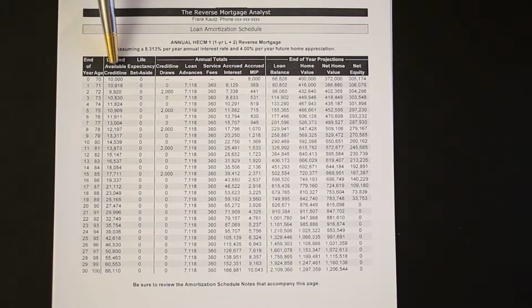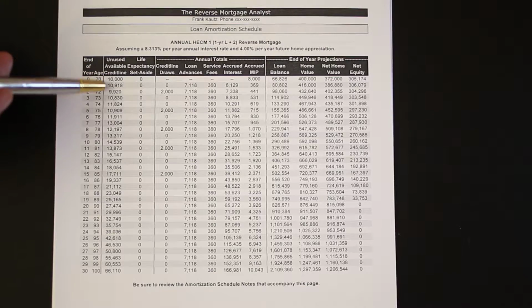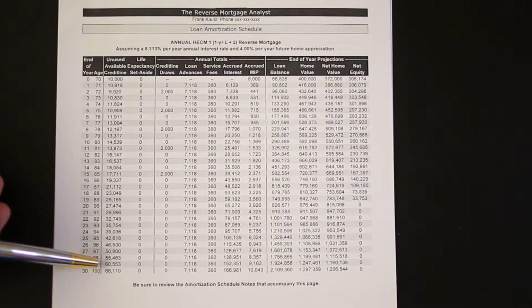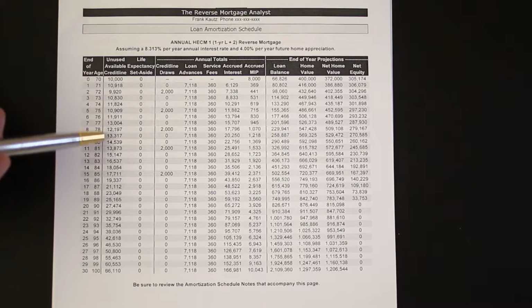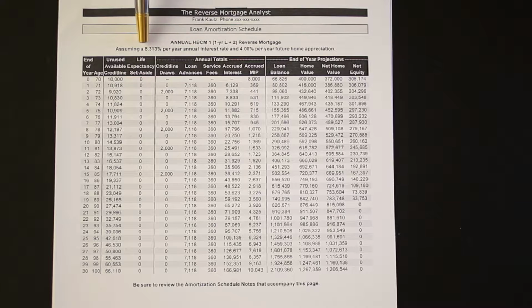This is where I use that $10,000 credit line, because I want to be able to show you with that $10,000 credit line what happens with it over time. Now remember, I'm using an 8% rate, so my numbers are going to be really high on this credit line. I didn't set up a life expectancy set aside, so that's 0 in this particular case.